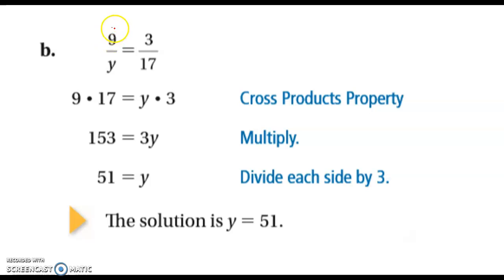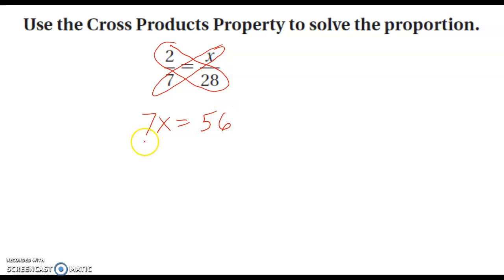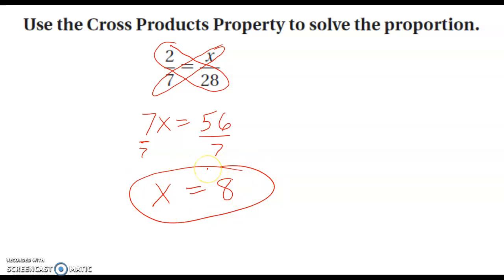So this one right here, we multiply the ones with the two numbers. 9 times 17, that's 153. Then you end up dividing by 3 right here, and you get the 51. So this one, 7 times x is 7x. And then 2 times 28, that is 56. Then we just divide by 7. So x equals 8.